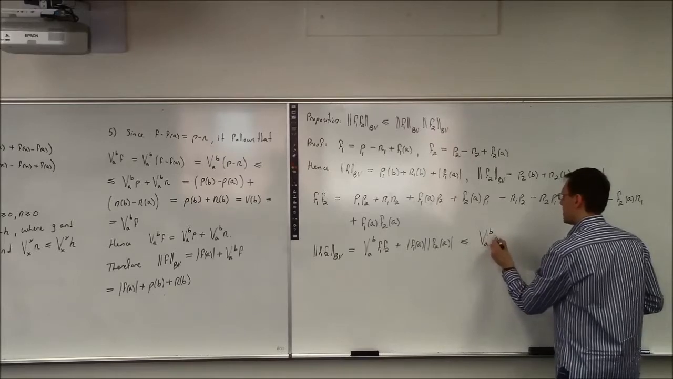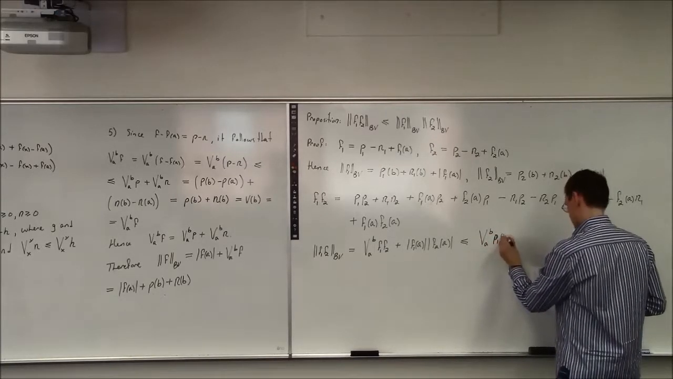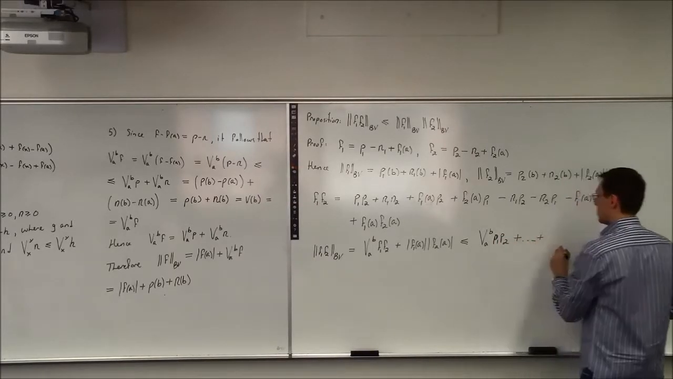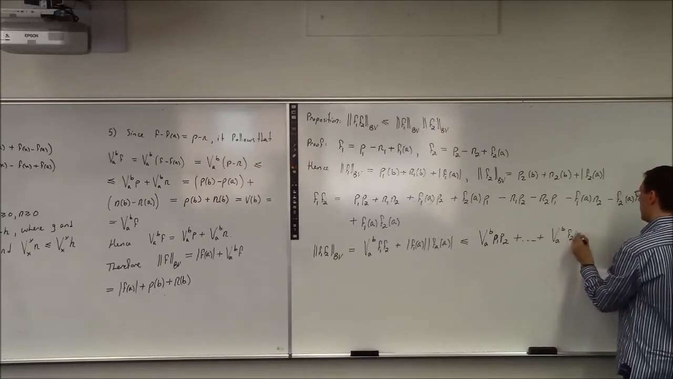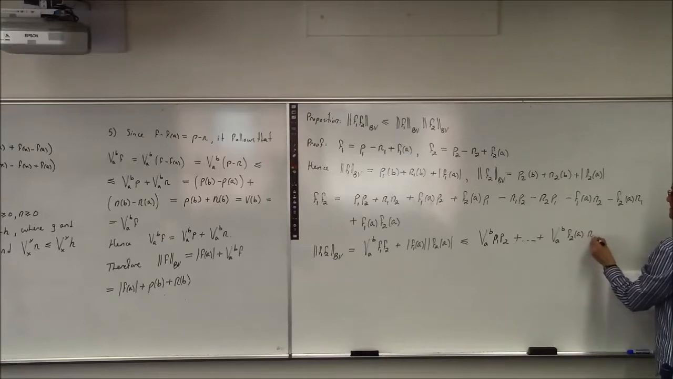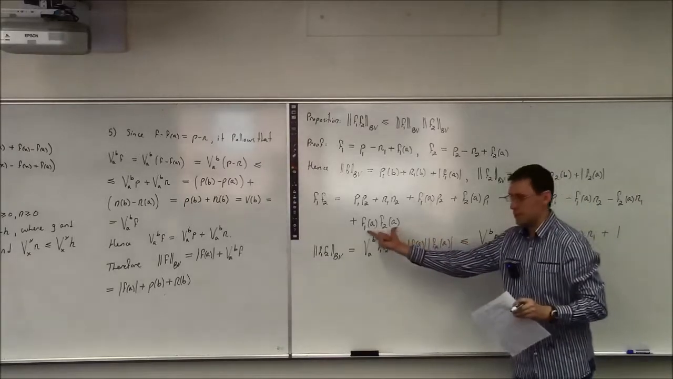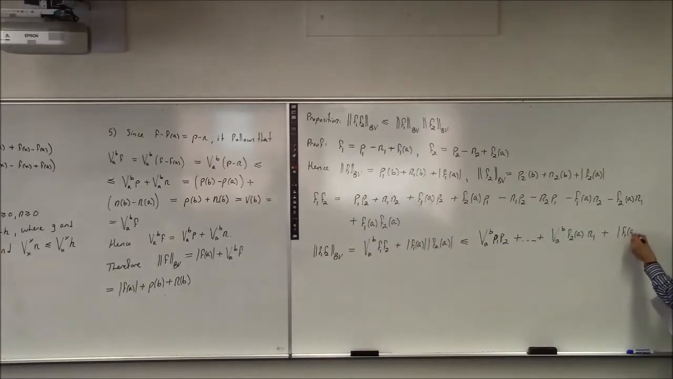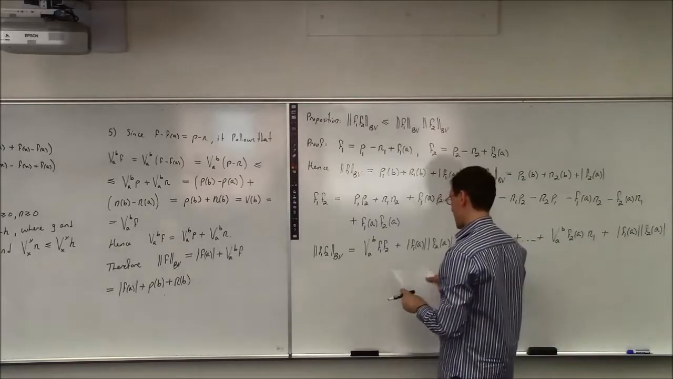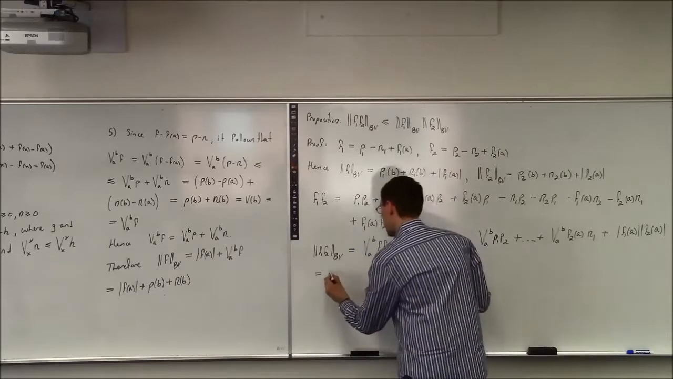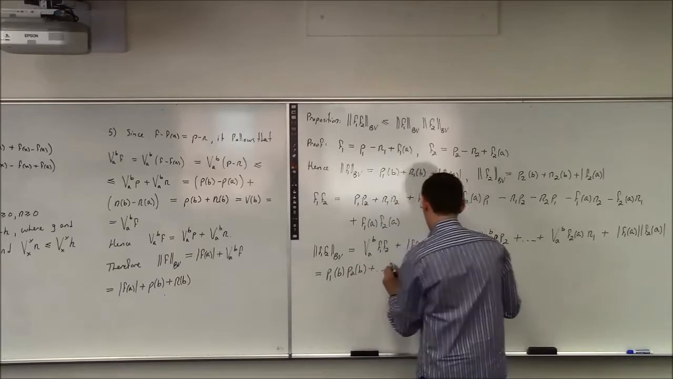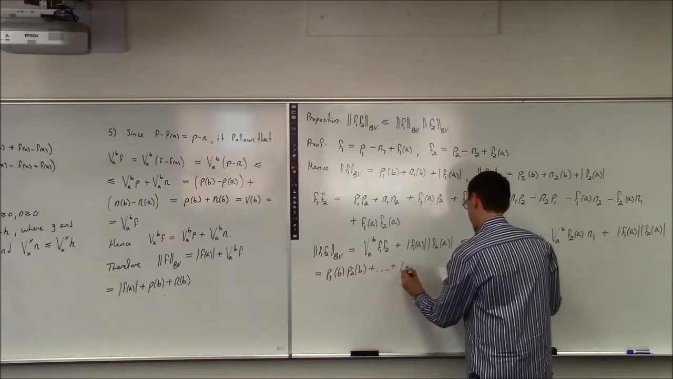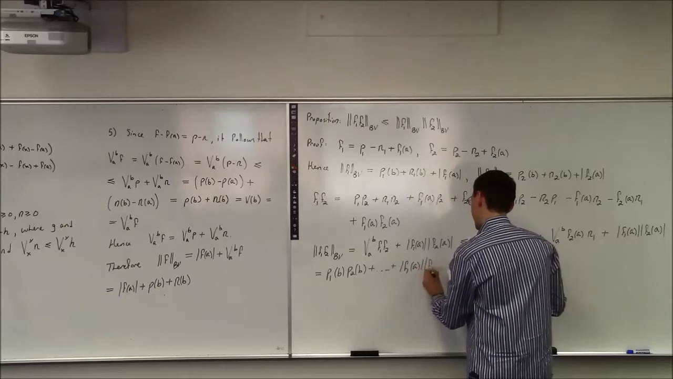So variation from A to B of P1, P2, plus all the way to variation from A to B of F2 of A, and 1 plus, the variation of this term is just 0, so plus the absolute value of F1(A), F2(A). And that's equal to P1(B), P2(B), etc., all with B, all the way to F1(A), F2(A).